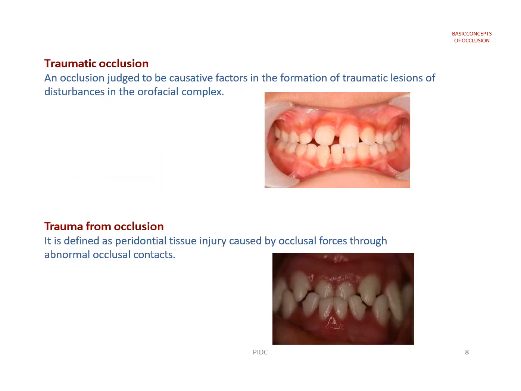Now there is something called traumatic occlusion. An occlusion judged to be the causative factor in the formation of traumatic lesions or disturbance in the orofacial complex. Now what is trauma from occlusion? It is defined as an injury to your PDL by any occlusal forces, or abnormal occlusal contacts because of these forces.